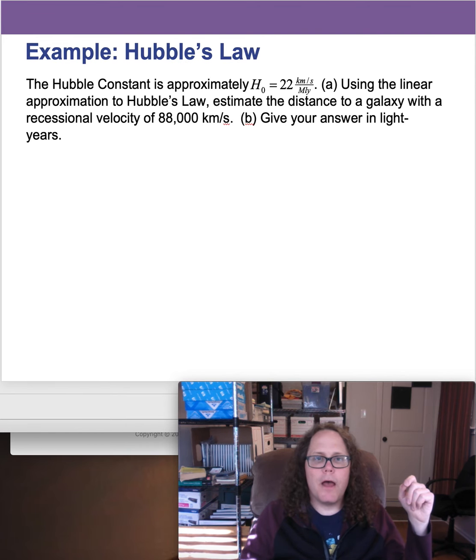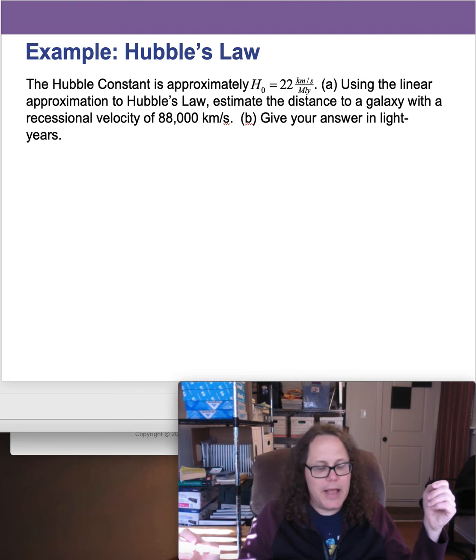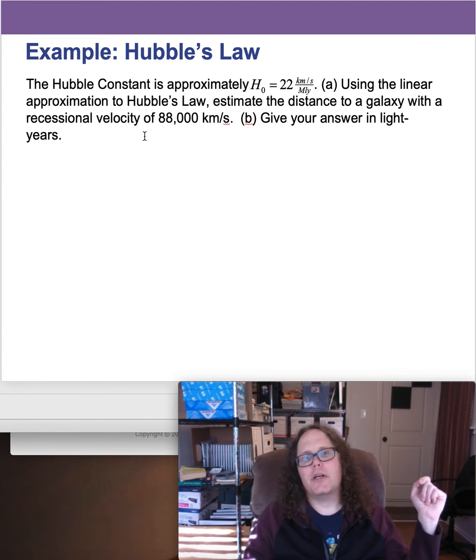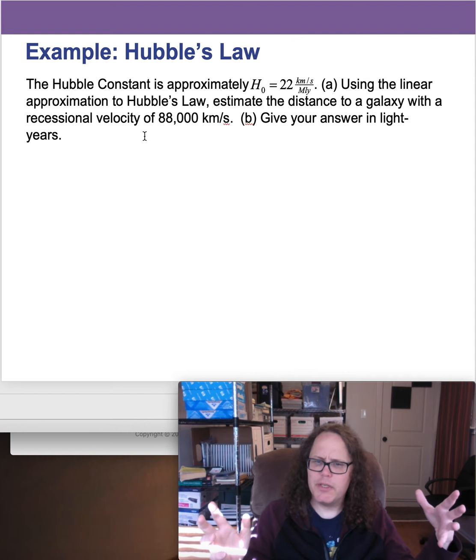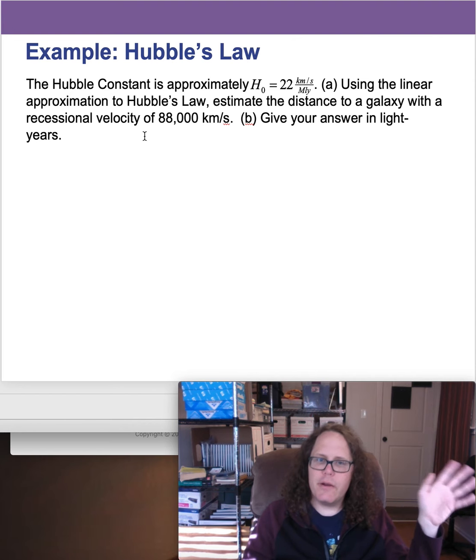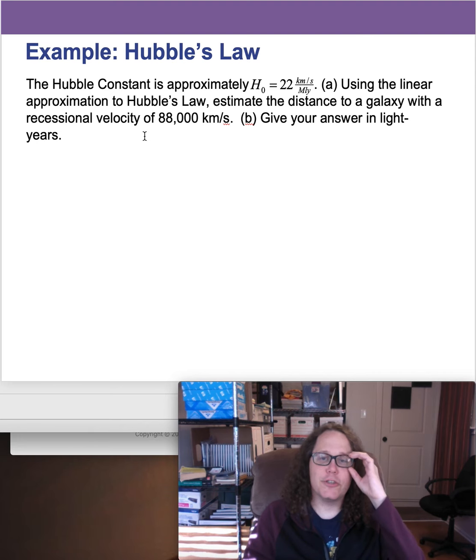Let's do an example of Hubble's law. This is also on a classwork that is posted. Hubble's constant is approximately 22 kilometers per second per mega light year. Isn't that a strange unit? It's really an inverse time. It's a frequency. A, using the linear approximation to Hubble's law, estimate the distance to a galaxy with a recessional velocity of 88,000 kilometers per second. B, convert your answer to light years.